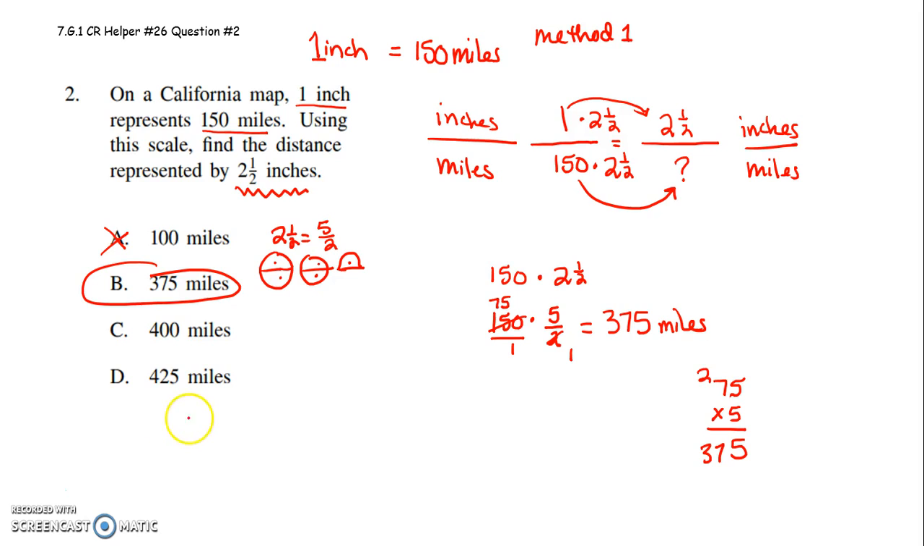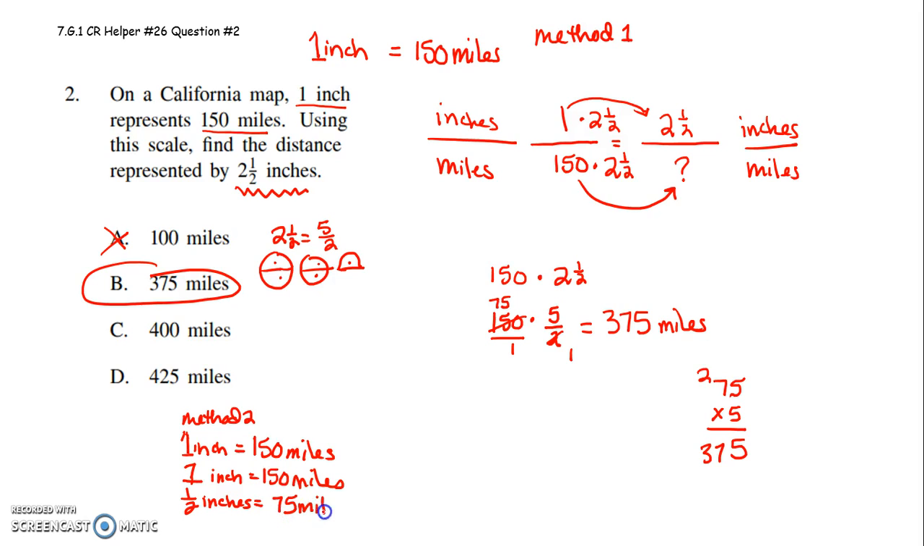For those of you who need a different method, method 2. You could do 1 inch equals 150 miles. Your next inch equals another 150 miles. And your last half inch, because it's 2.5 inches, well, if a whole inch is 150, a half inch would just be half of that, or 75 miles. And when you add all those together, I guarantee you get 375 miles. That's just a different option.